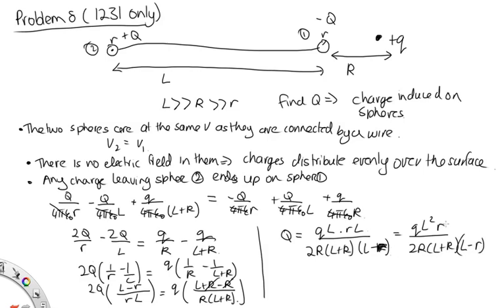Okay, now that's our exact answer, but now we can make use of this thing here. So because L is a lot bigger than R, this is negligible. Because L is much bigger than little r, this is even more negligible. So this is equal to approximately QL squared r over 2RL squared. These cancel out and we end up with Qr over 2 capital R. And so that's our final answer.